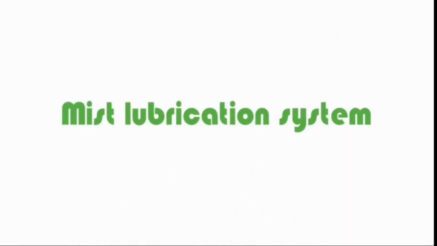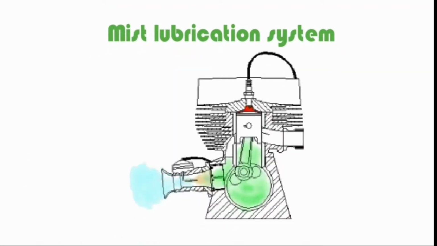Mist lubrication system. Mist lubrication system is a very simple type of lubrication. In this system, a small quantity of lubricating oil is mixed with the fuel. The oil and fuel mixture is introduced through the carburetor. The gasoline vaporizes, and the oil, in the form of mist, enters the cylinder via the crankcase.